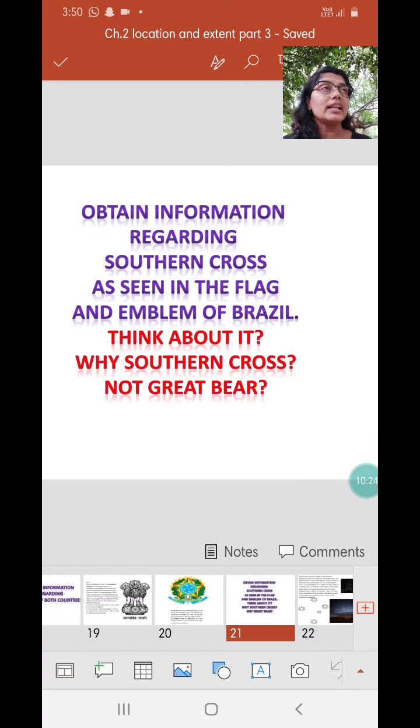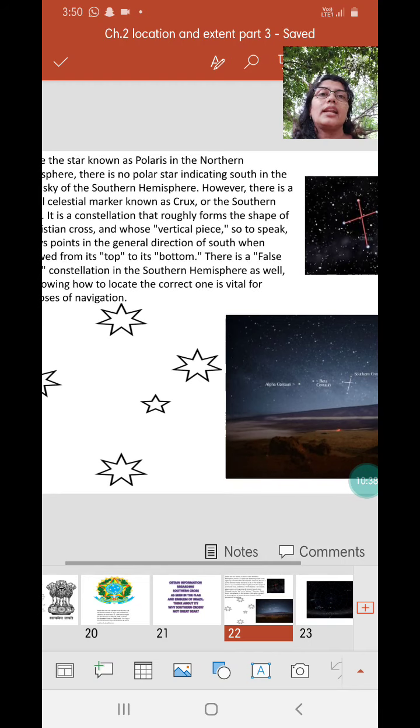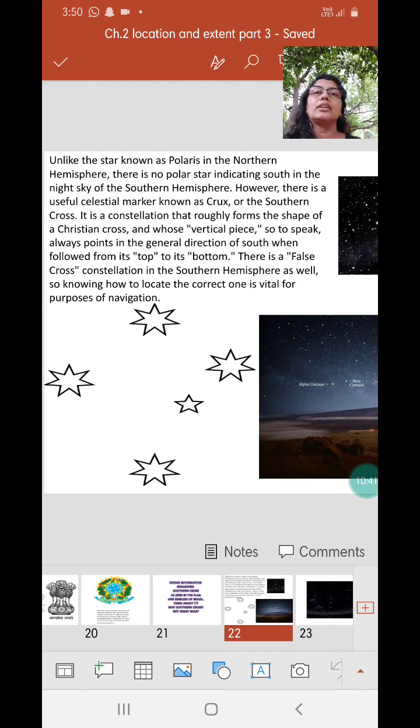Think about it. Why Southern Cross? That's for critical thinking. Why not Great Bear? Can you tell me the answer? Yes, Great Bear is in the northern hemisphere while Brazil lies in the southern hemisphere. Unlike the pole star or Polaris in the northern hemisphere, there is no pole star in the southern hemisphere. Therefore there is a useful celestial marker, a constellation called Crux or the Southern Cross.